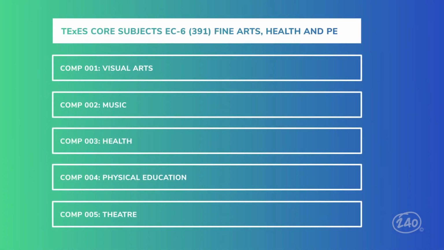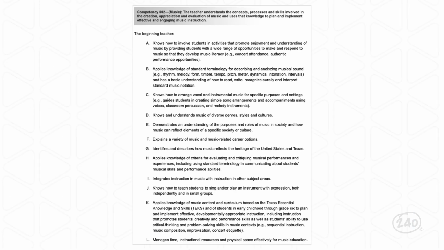Now, the core subjects EC-6 Fine Arts, Health, and PE consists of 5 areas called competencies. These are visual arts, music, health, physical education, and theater. That's right, this test unites painters, rockers, health nuts, athletes, and the drama club. It's a true rainbow coalition. And the descriptive statements for each of these competencies are pretty vague and might leave you feeling even more confused. But don't worry, that's where I come in.